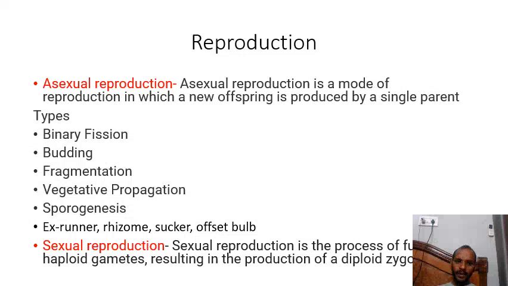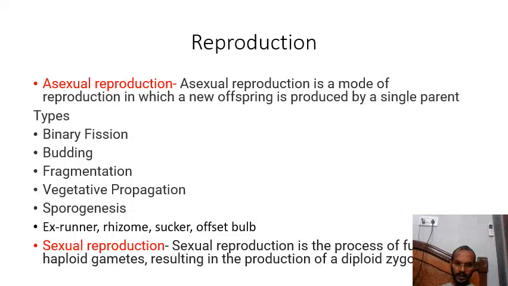and it mainly has different types: binary fission, budding, fragmentation, vegetative propagation, and sporogenesis. These are the types of asexual reproduction. It is mainly found in grass, runners, rhizomes in ginger, and bulbs, which we can see in bulb potatoes.